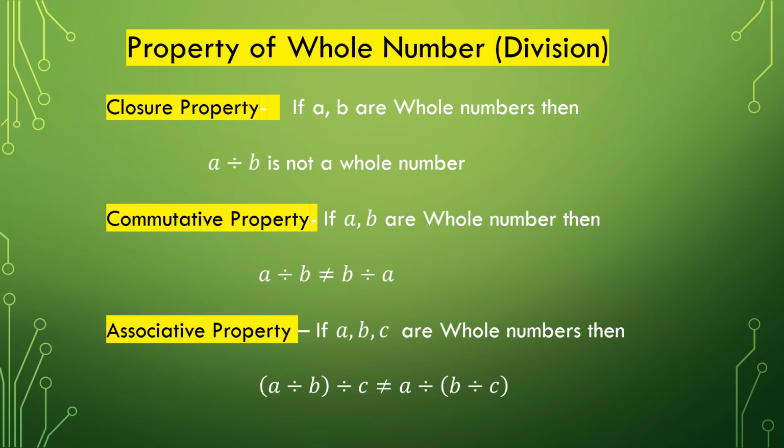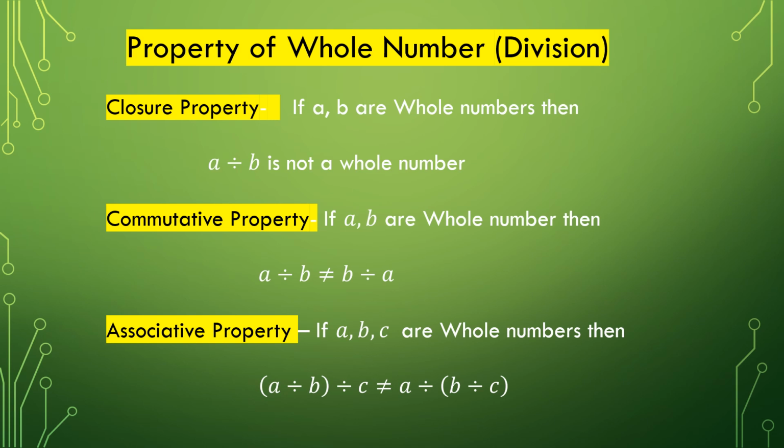Second property is commutative property. If A, B are whole numbers, then A divided by B is not equal to B divided by A. For example, 1 divided by 2 is not a whole number, but if we reverse and divide, that is 2 divided by 1, it equals 2. That is a whole number. LHS and RHS are not equal. 1 divided by 2 and 2 divided by 1 are not equal.